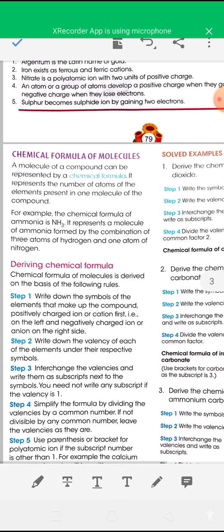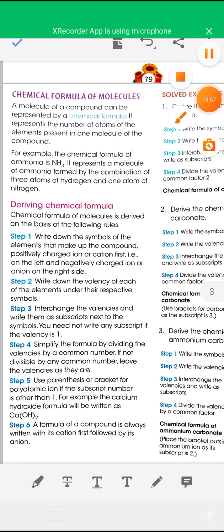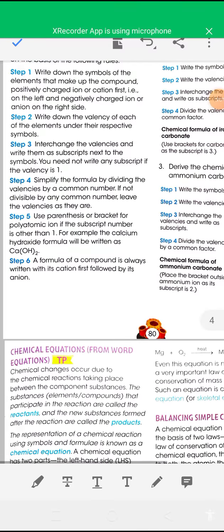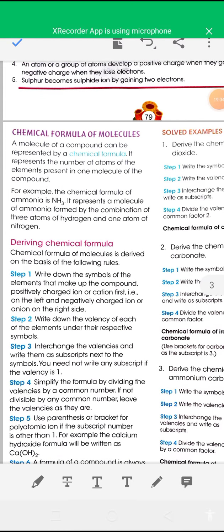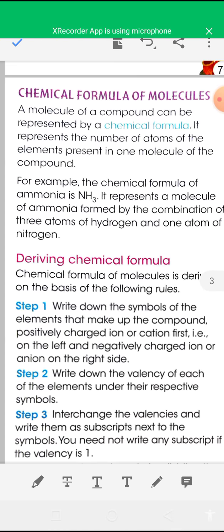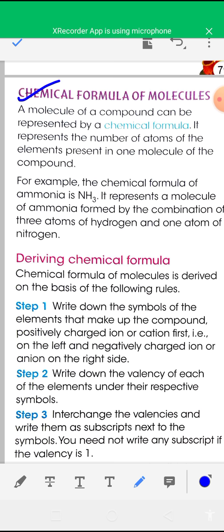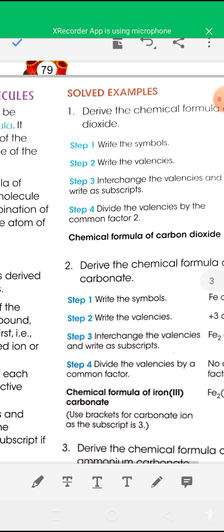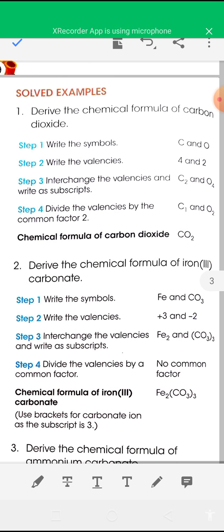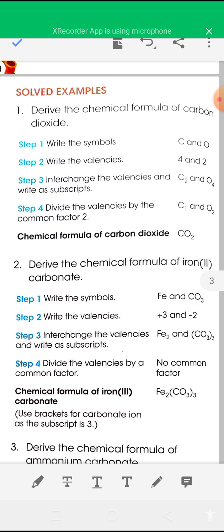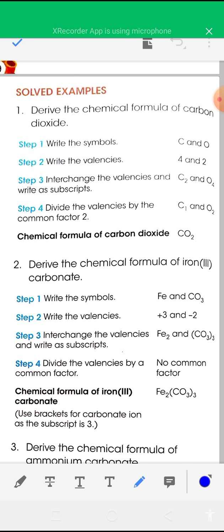And now, the chemical formula of a molecule. You have already studied in class 7 how to represent a chemical formula. It is a very simple process, and you have to follow some steps. I am explaining with the help of an example, the compound carbon dioxide, how to derive its chemical formula.